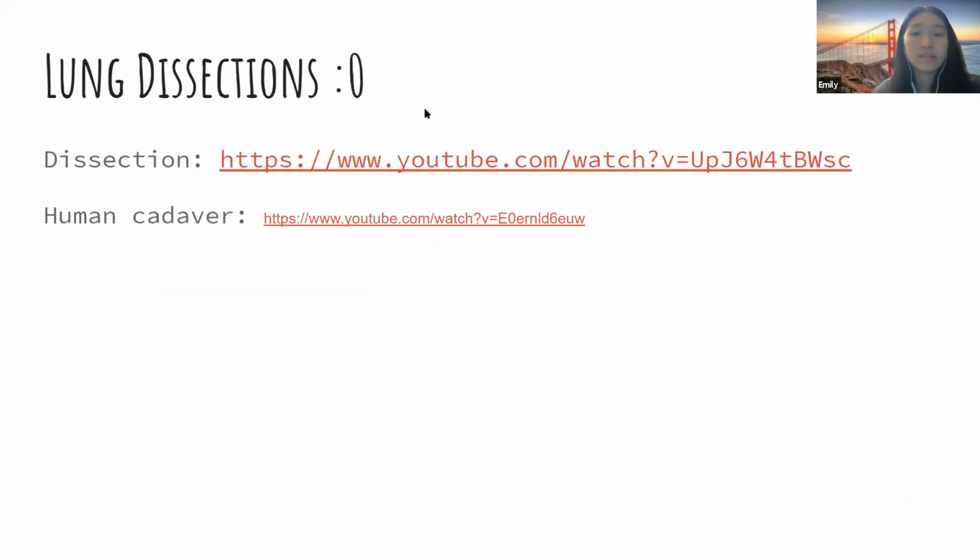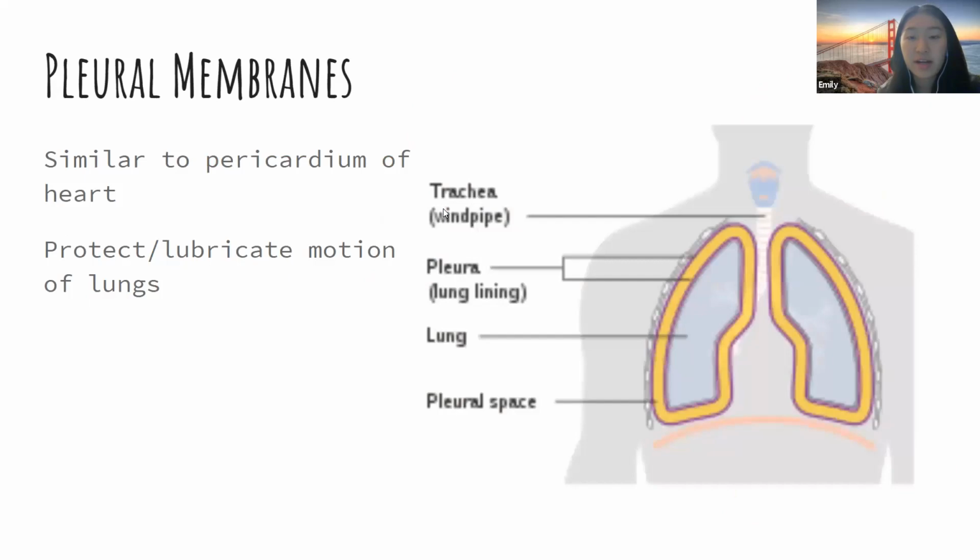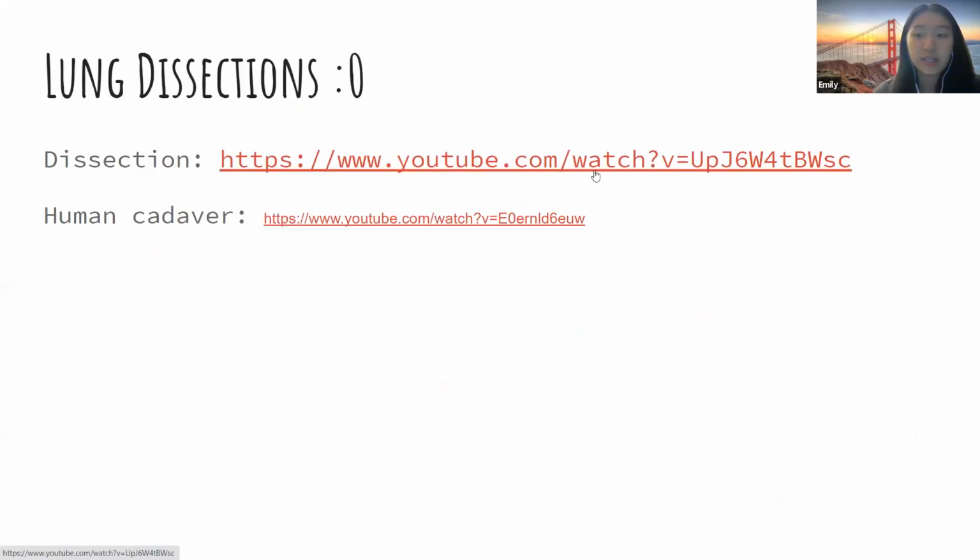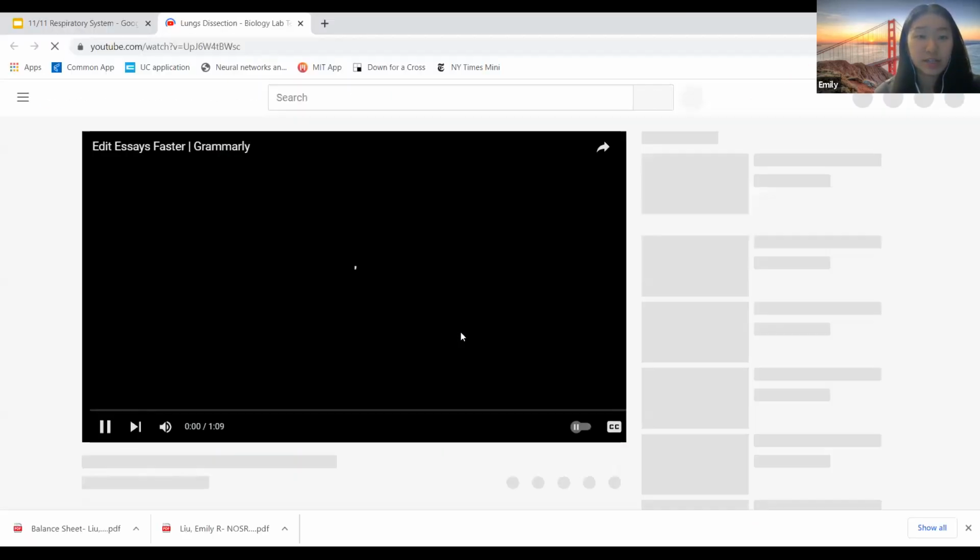All right, so now to look at some lung dissections, we've gone through the structure of the respiratory system, how gas flows through it. And I've been showing you all of these diagrams, but they're not actually what lungs look like. So here is what it actually looks like.